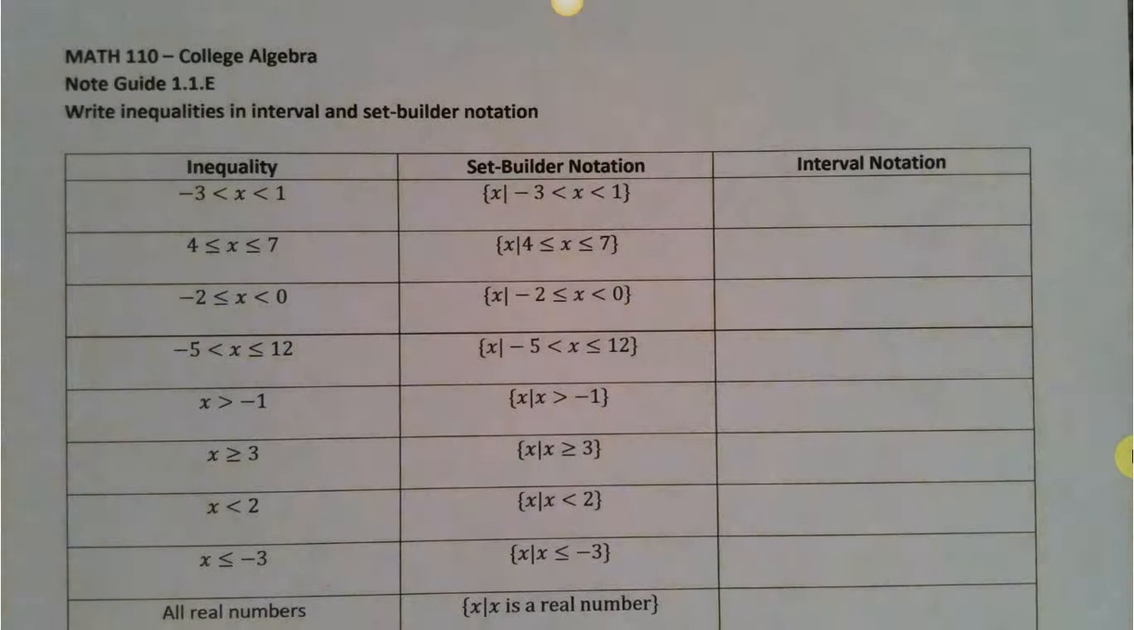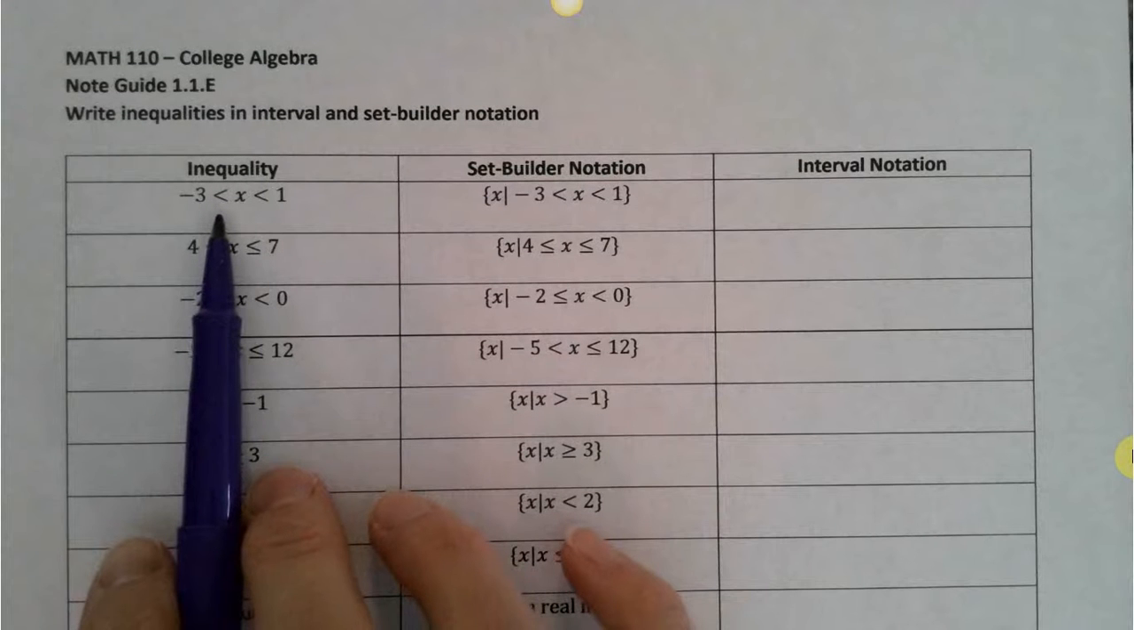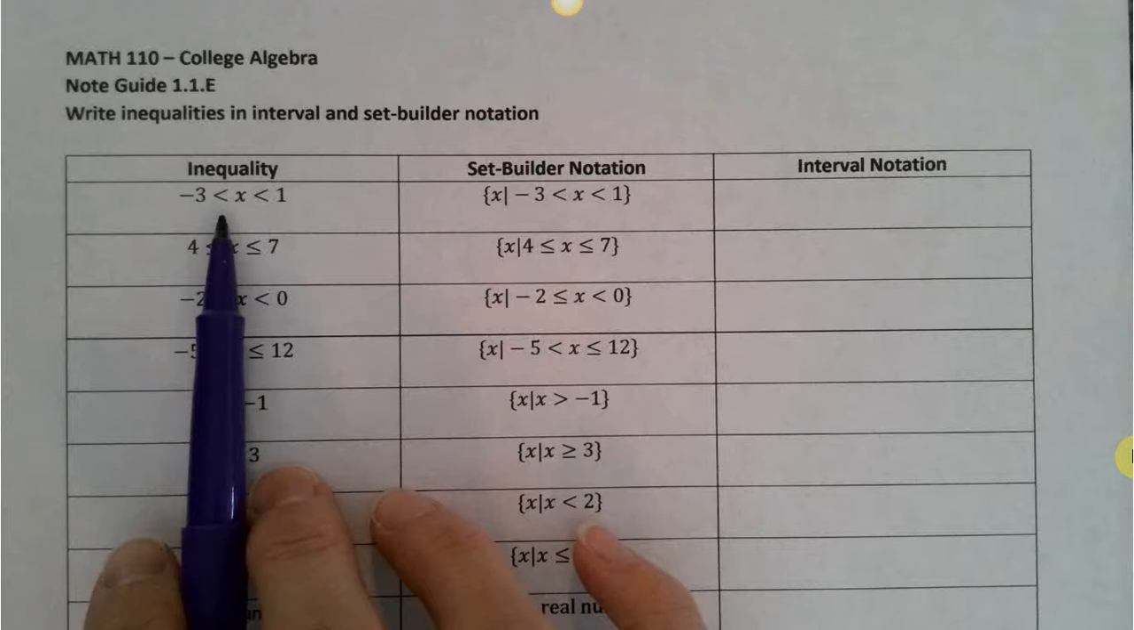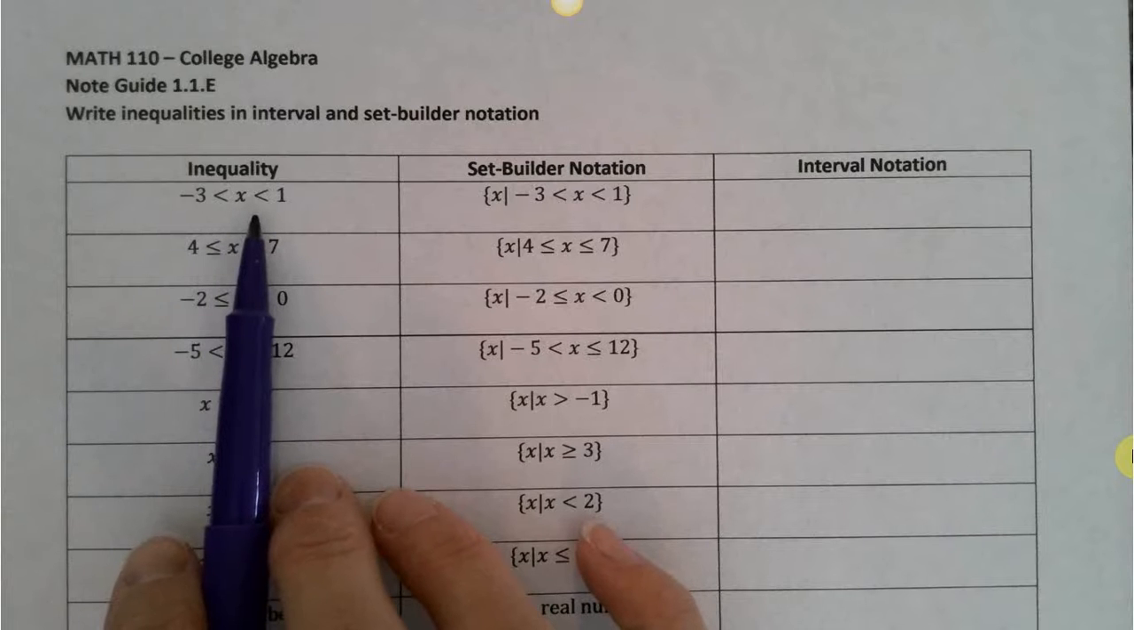Next, we want to talk about different ways of writing inequalities. So we're going to start with the inequality -3 is less than x is less than 1. So this is referring to all of the numbers on the number line that fall in between -3 and +1, but aren't actually equal to -3 or +1. So that could include 0, it could include 1/2, -2.9, so on and so forth.